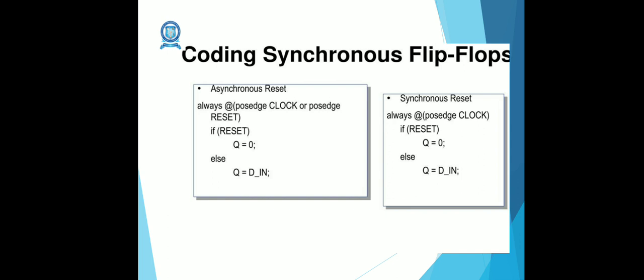Coding synchronous flip flops, with asynchronous and synchronous reset. Here we use always @(posedge clock or posedge reset): if reset, q is equal to 0, else q is equal to d_in. For the synchronous reset, always @(posedge clock): if reset, q is equal to 0, else q is equal to d_in.